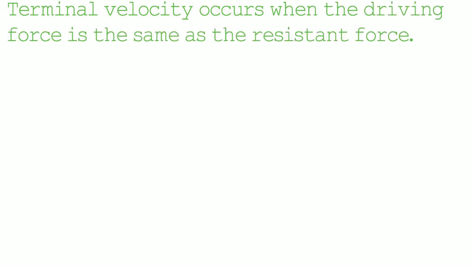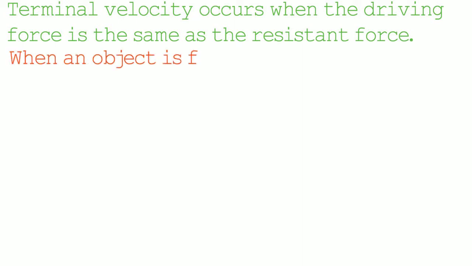Hi, this video is looking at terminal velocity. Terminal velocity occurs when the driving force is the same as the resistant force. This means that the object in question will no longer accelerate. The object will have a resultant force of 0, and this is because the two forces, the driving force and the resistant force, are equal.